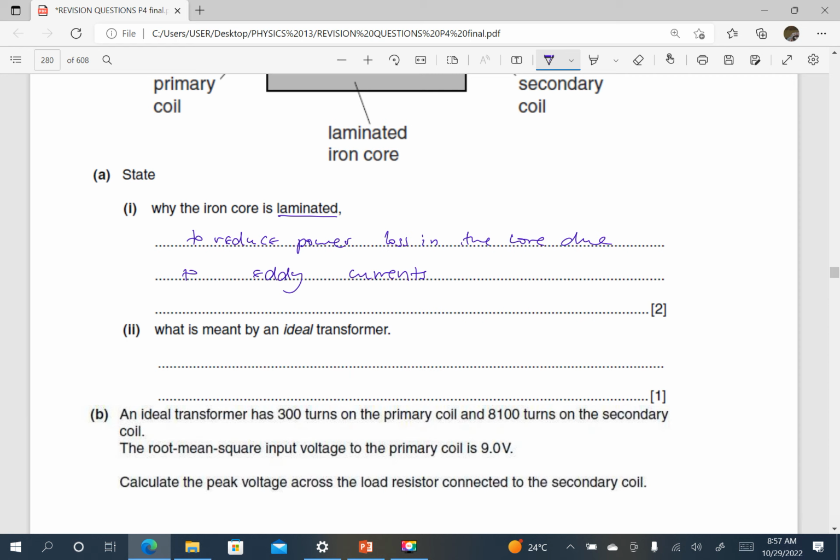State what is meant by an ideal transformer. For an ideal transformer, there is no power loss in the transformer. So it means the input power is equal to the output power. That is ideal. Practically not achievable.